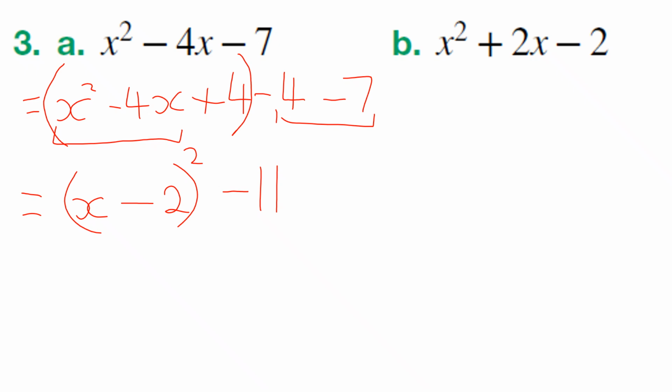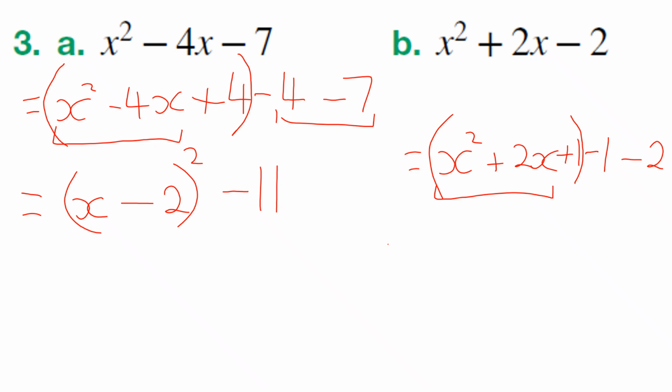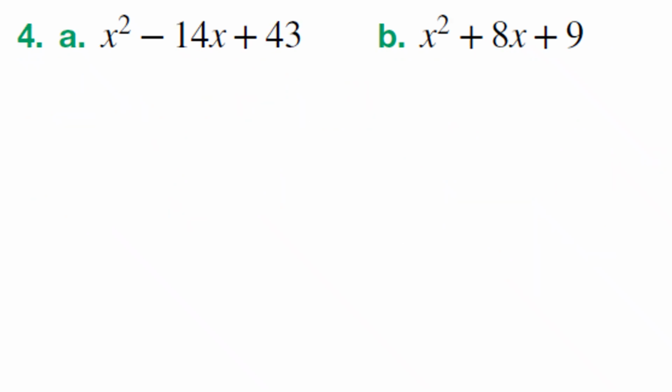Let's practice again. So we've got for b, x squared plus 2x. Let's put that minus 2 over to the side. To complete this square, this part here, we're going to have to add a 1. So then we subtract a 1. Put our brackets in here. So we're going to have x plus 1 all squared minus 3. Let's practice 1 or 2 more.